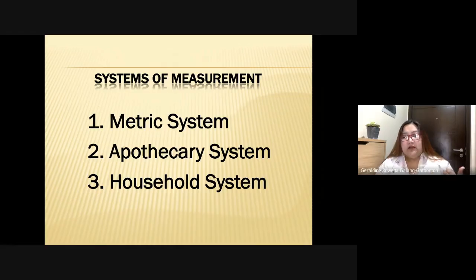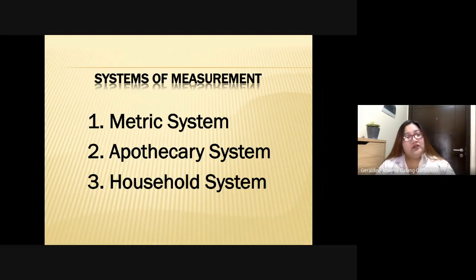For weight, they use grain. For volume, they use ounce. And the third is the household system. It is what we see being used in the kitchen. So weight is in pounds, and volume we measure by teaspoon. Okay, those are just some examples of the different units of measurement.